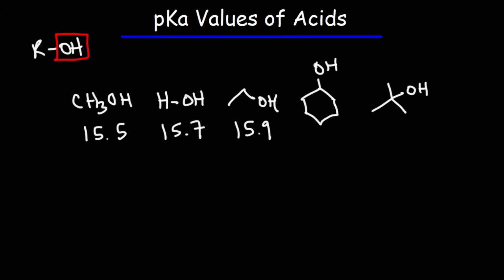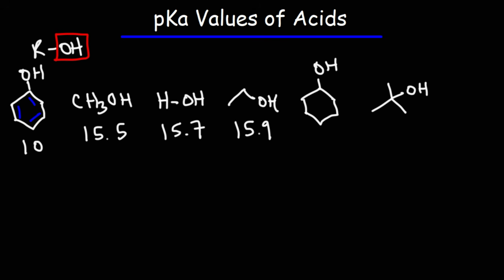Now there's also another one that I want to add to this list, and it's similar to cyclohexanol, but it's called phenol. Its pKa is much lower than a typical alcohol. The pKa is about 10. The reason for that has to do with the stability of the conjugate base.